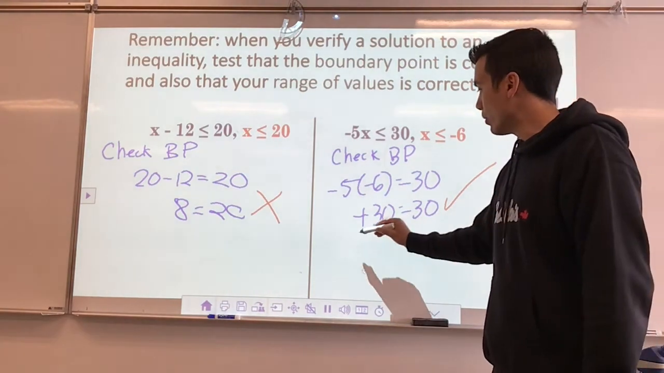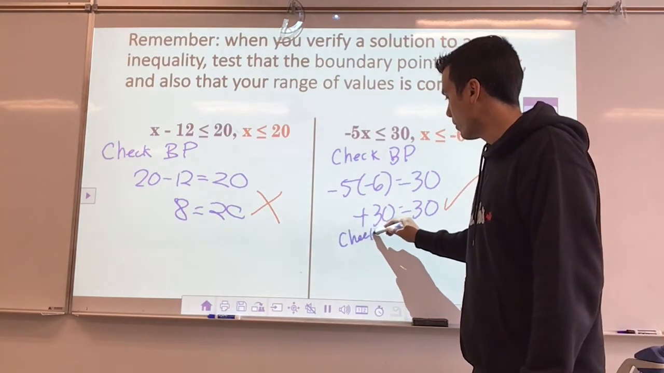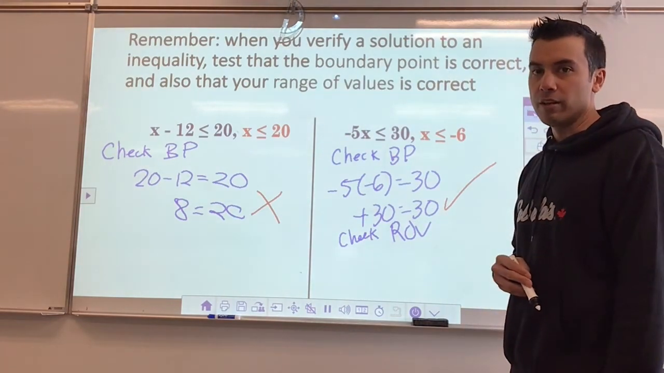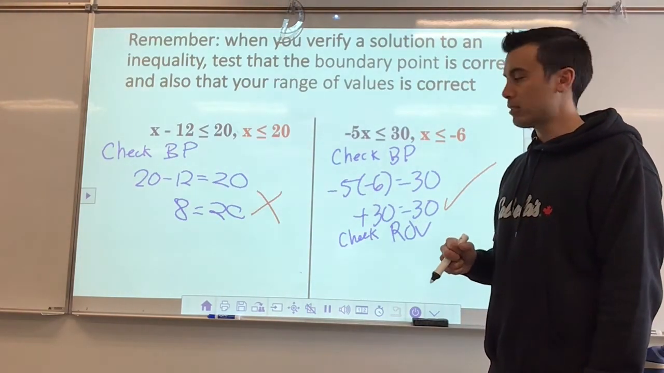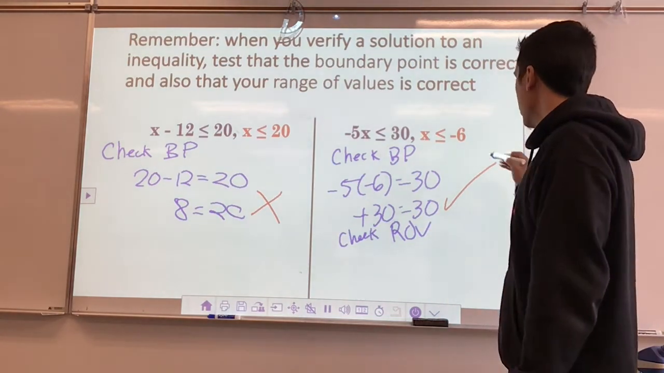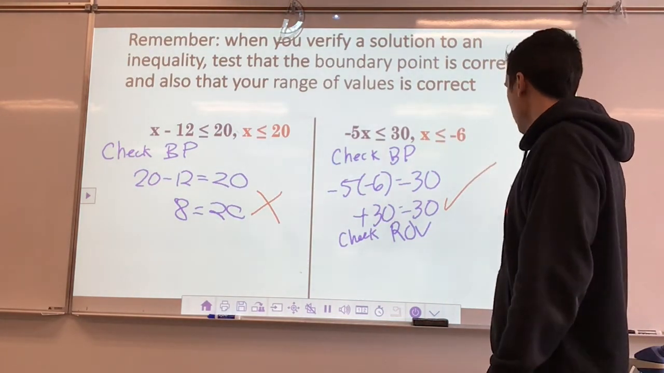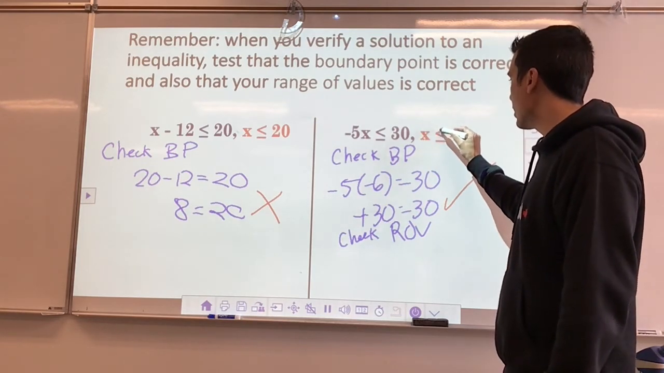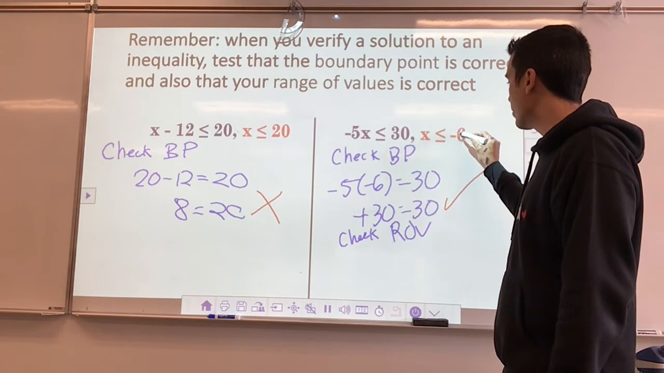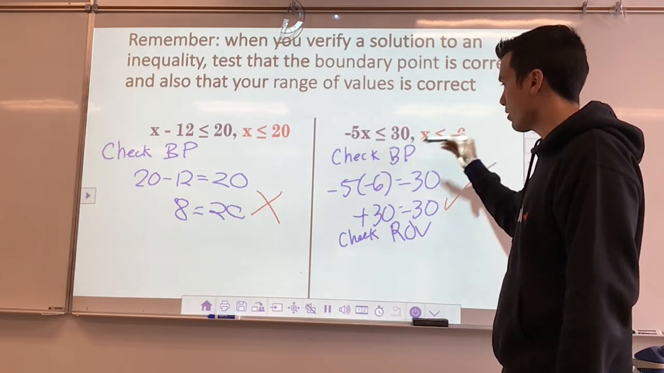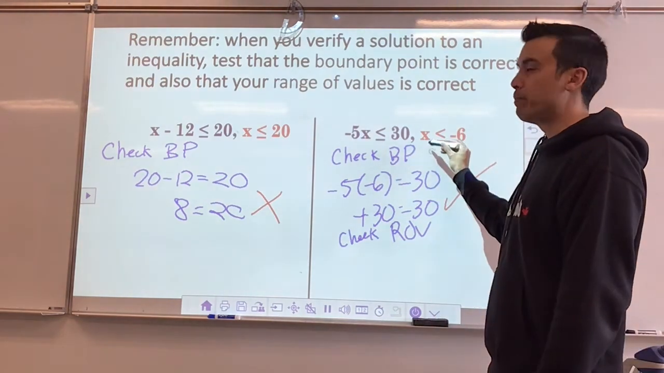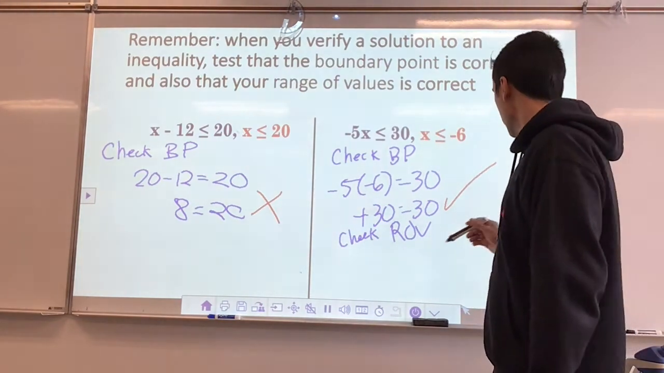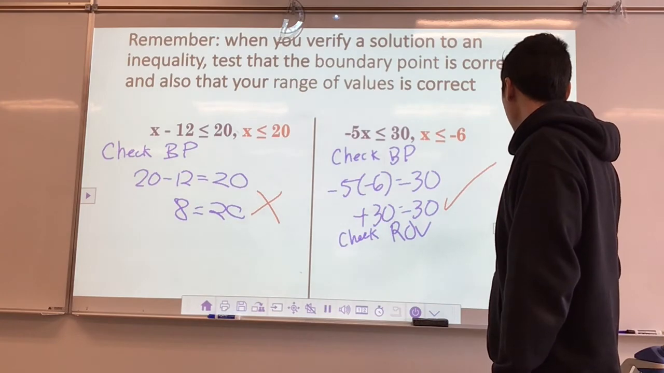The second thing I want to do is to check my ROV. That stands for my range of values. I want to make sure that that's all good. So I'm going to look at the solution, and I want to pick a value of x that is less than -6. I don't want to choose exactly -6, since I've already looked at that in the boundary point. So I'm going to go with -10.